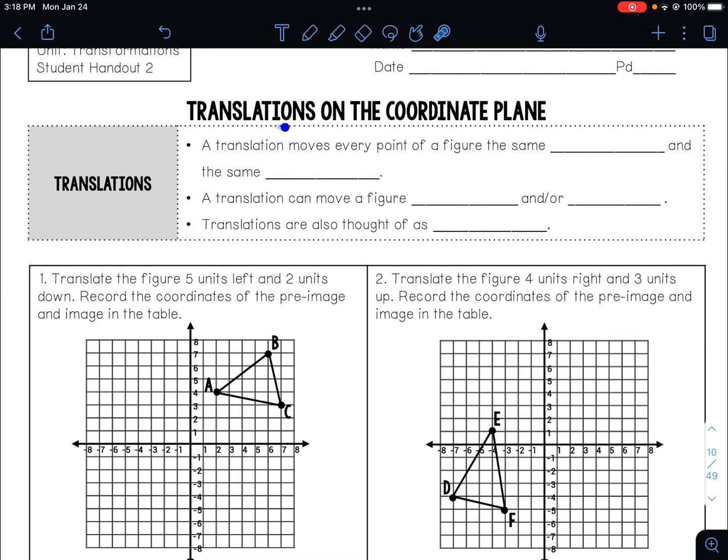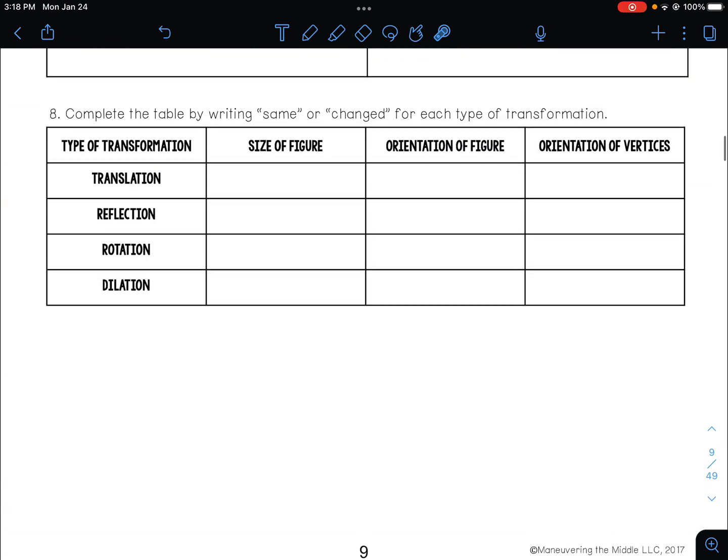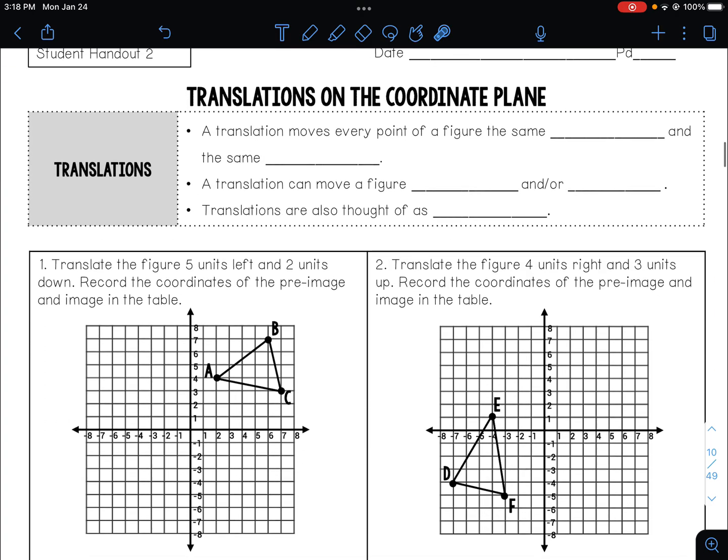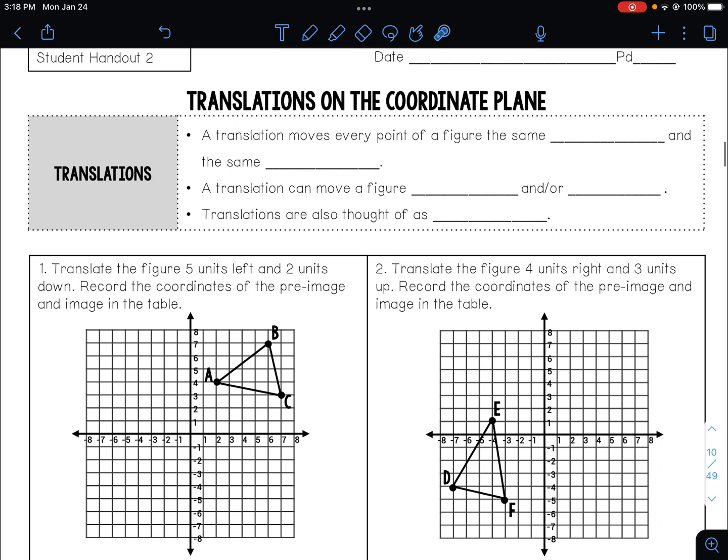In this video, we are going to talk about translations on the coordinate plane. Let's begin. So remember, a translation is when you're changing something, and there are four kinds of translations. There is a translation, which means I am just moving it.